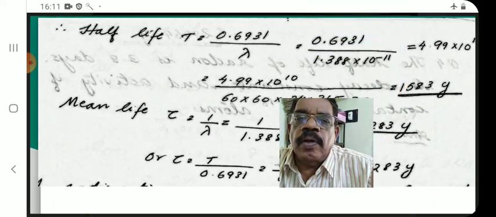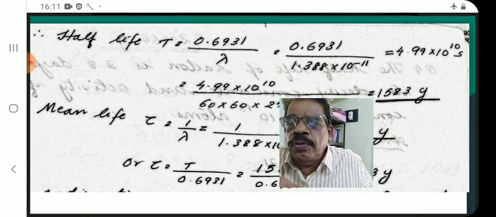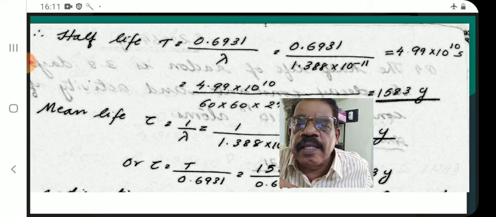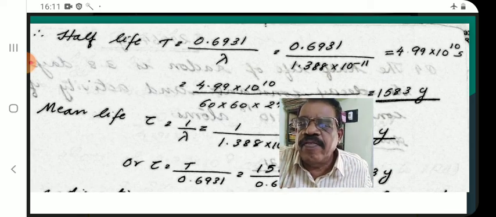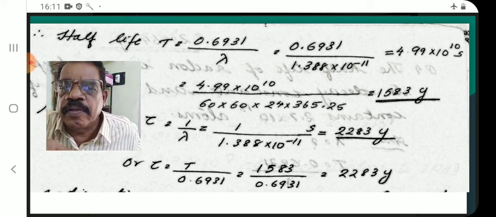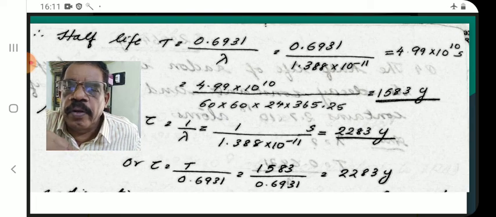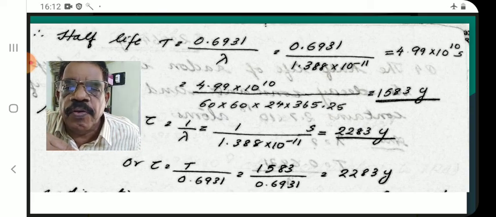That you calculate. Half-life T is equal to 0.631 by lambda, equal to 0.631 by 1.388 into 10 raised to minus 11, that is 4.99 into 10 raised to 10 second. That is half-life. And we can convert half-life into year. It is radium, so it is about this order. 4.99 into 10 raised to 10 by 60 into 60 into 24 into 365.25, 1 year. That is 1583 years.